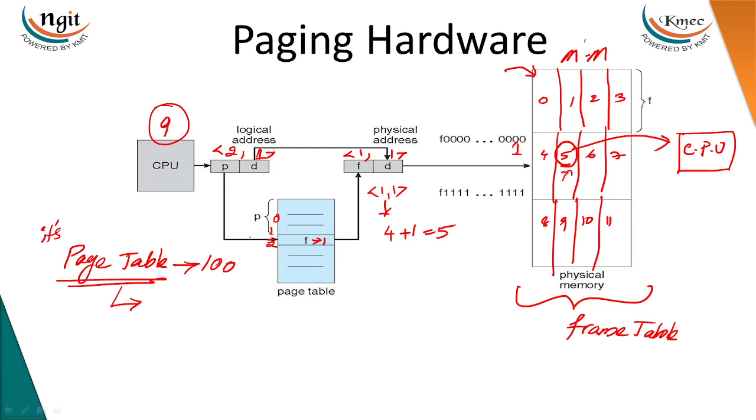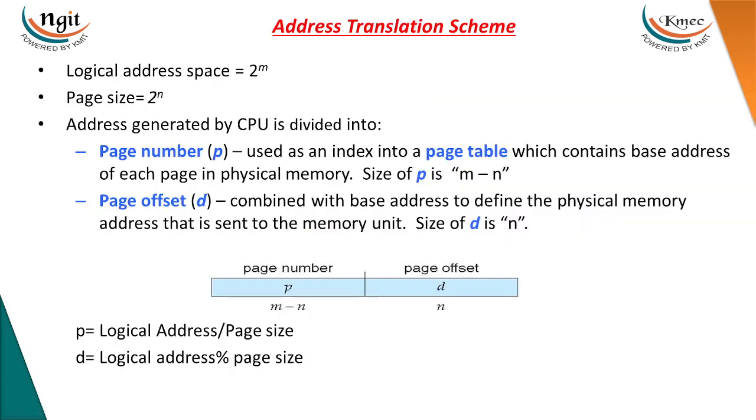Whenever one process goes to the CPU, that particular page table will be active, and all the remaining page tables will be deactivated. Only the active process's page table will be active. If there are 1,000 processes, each will have its own page table. As I told you, these page tables are stored in main memory. So let's see one more address translation.